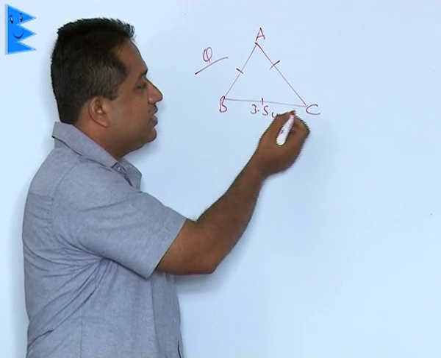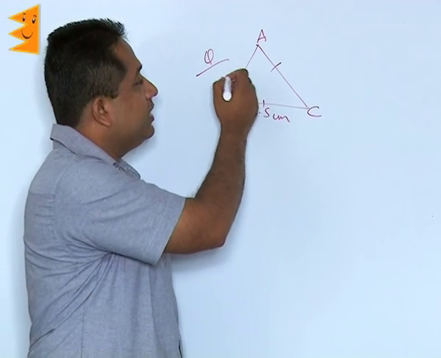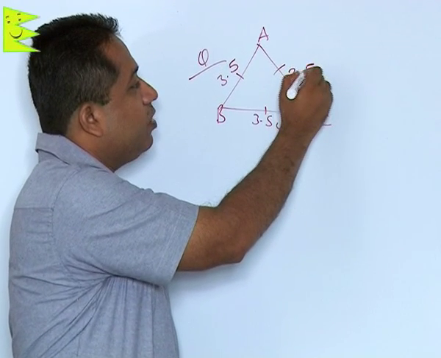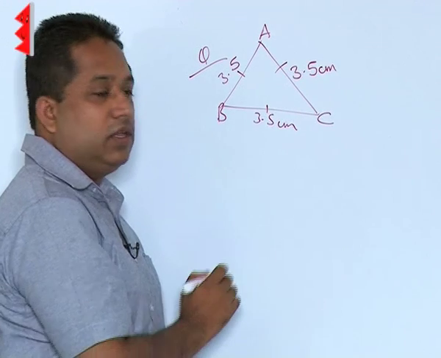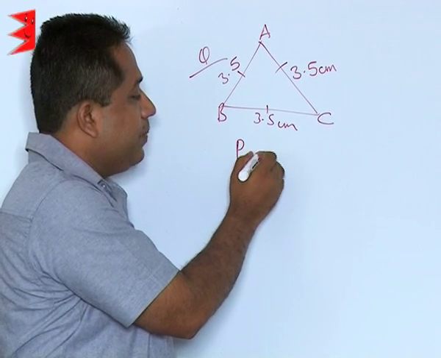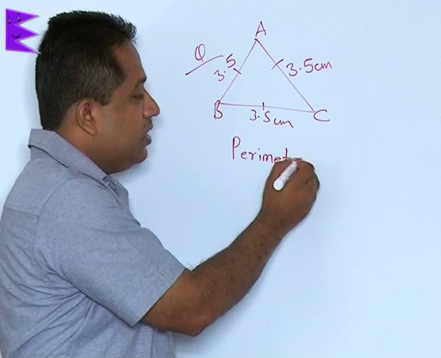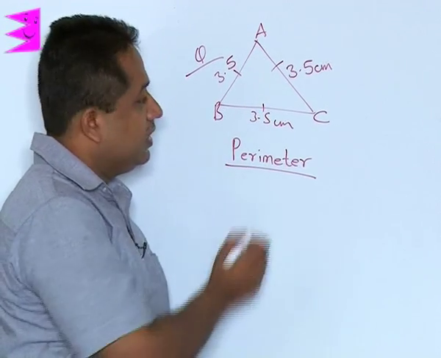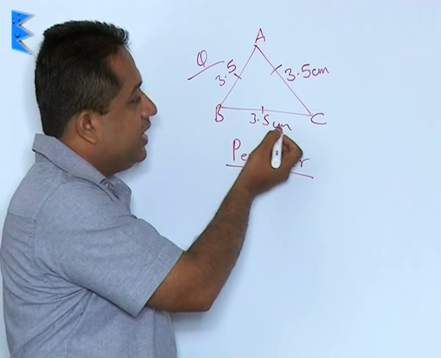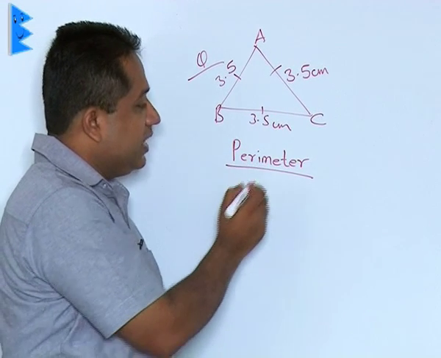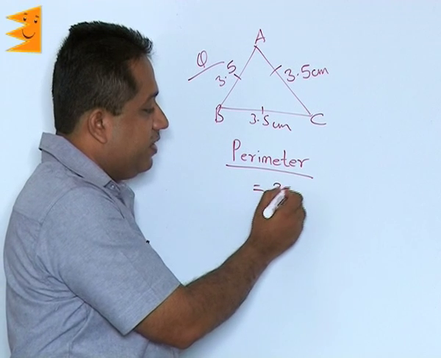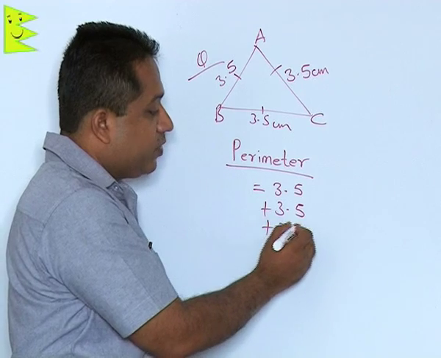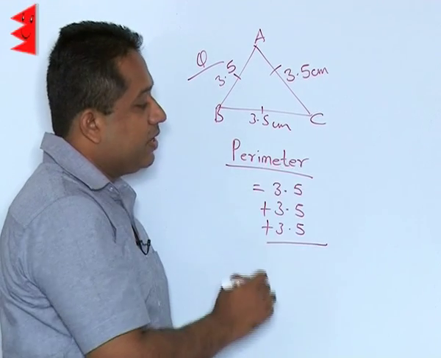Since all the sides are equal in an equilateral triangle, we can say that AB will also be 3.5 centimeter and AC will also be 3.5 centimeter. Now, the question here is to find the perimeter. The perimeter of a triangle is the sum of the three sides of the triangle. In this case, the side is given as 3.5, which means that the perimeter will be 3.5 plus 3.5 plus 3.5, or 3.5 multiplied by 3.